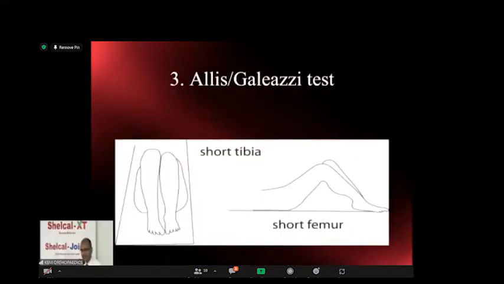Next, Lees or Galeazzi test. This is done to know whether there is shortening of the femur or shortening of the tibia. From the front, you see shortening of the tibia. From the side, you see shortening of the femur.